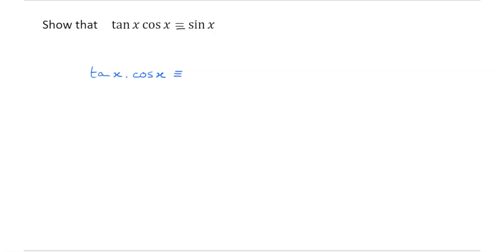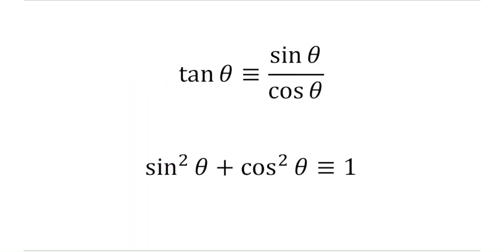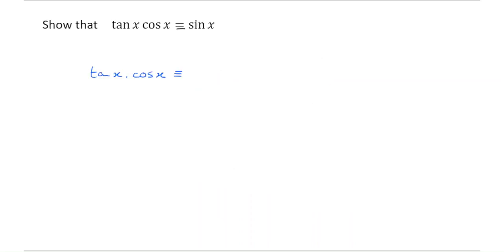Now, what identity can I use there? Well, let's refresh our knowledge of the identities. We've got tan theta is equal to sine theta over cos theta, and sine squared plus cos squared is 1. Well, it's probably not going to be the second, is it? Because we don't have a sine squared or a cos squared, but we do have a tan. So why don't we replace that tan with sine divided by cos? Let's see if that will help us. So instead of tan x, we're going to rewrite that as sine x over cos x.